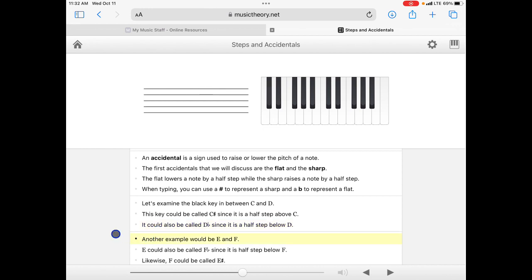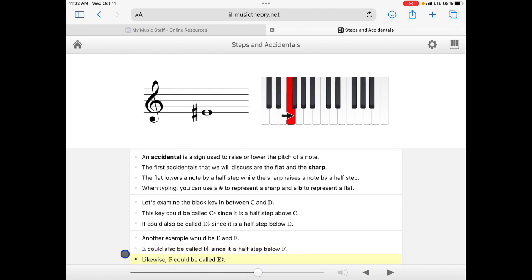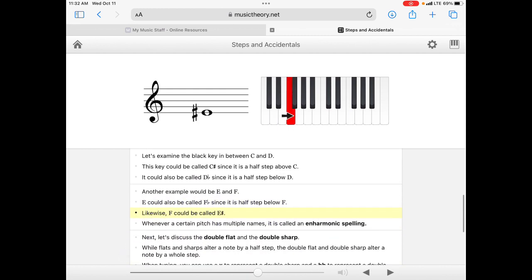Another example would be E and F. So E could easily be called F flat because it is a half step down from F. Likewise, F could be called E sharp because it is raised a half step from E. Whenever a certain pitch has multiple names, it is called enharmonic spelling.